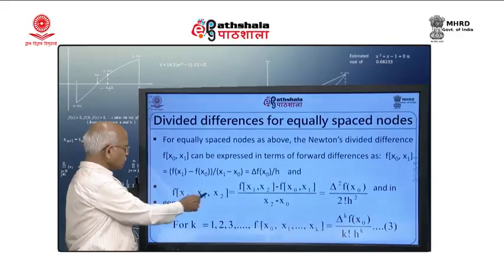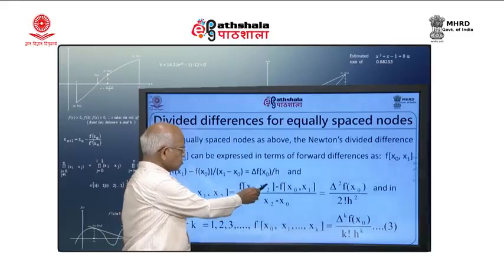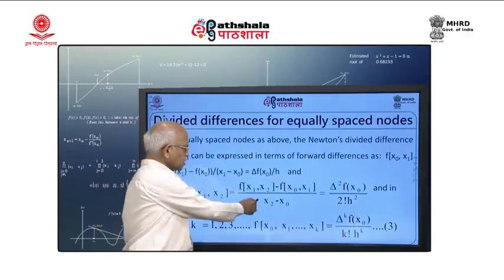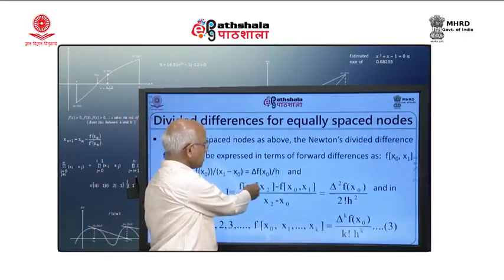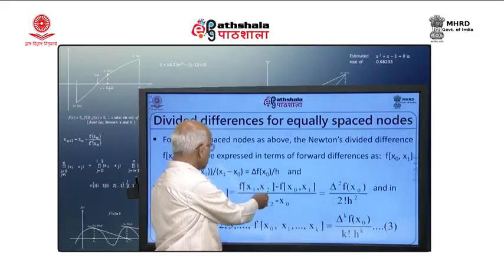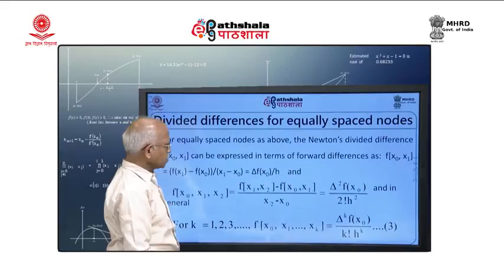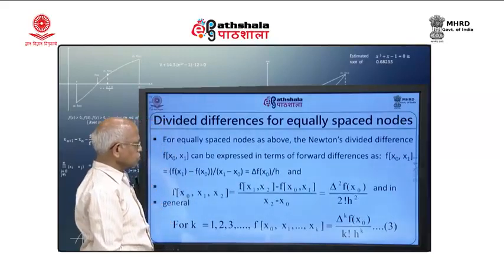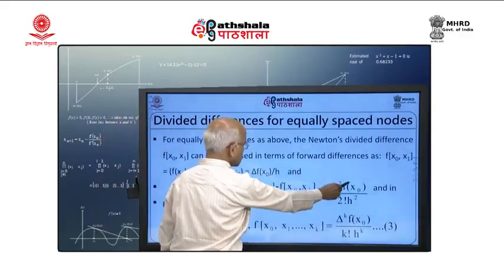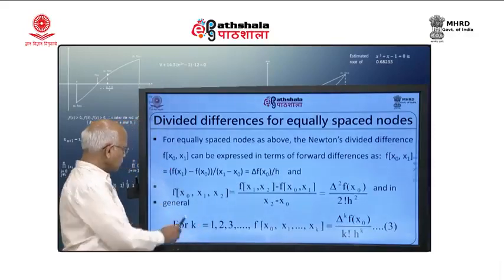And if you take the second difference, I will get f[x0, x1, x2]. That will be f[x1, x2] minus f[x0, x1] divided by x2 minus x0, but x2 minus x0 will be 2h, and this will be Δf(x1) by h, this will be Δf(x0) by h, and therefore I will get Δ²f(x0) by 2 factorial into h². So, this is nothing but Δ²f(x0) divided by 2 factorial into h², that is the value of this difference.